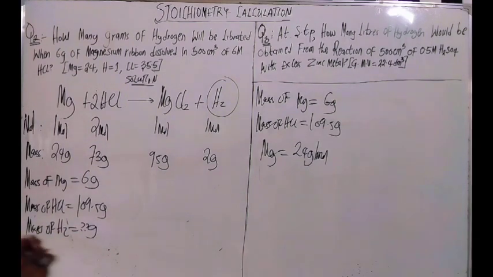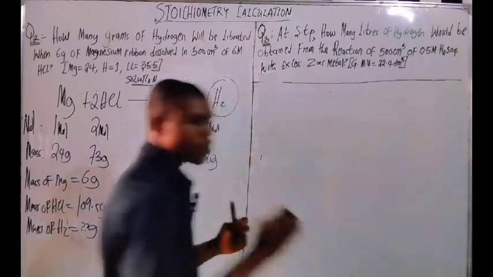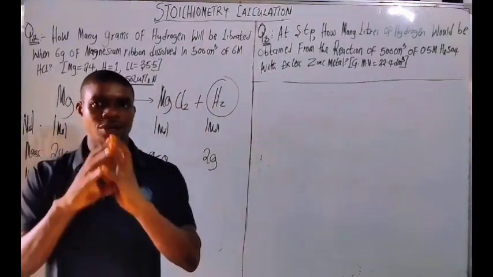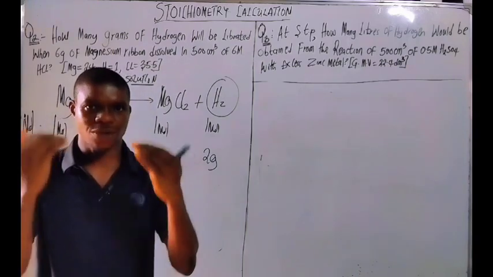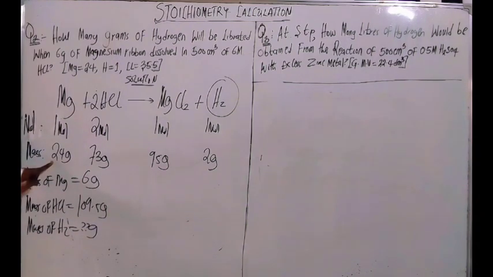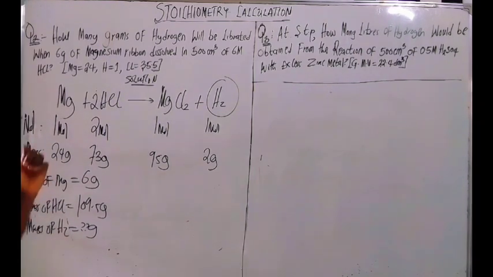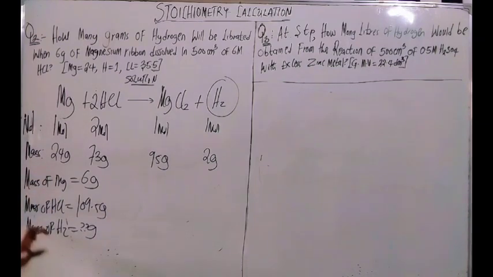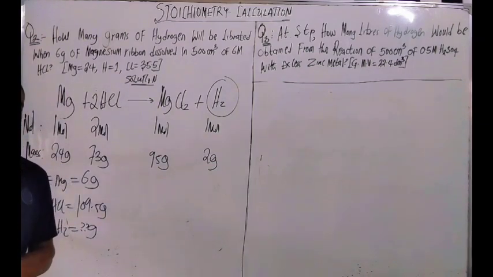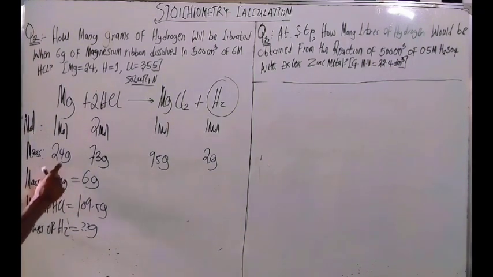Do you understand? So how are we going to do that now? This is where, please pay close attention here. I want to explain to you step by step so that you get the concept. Now, therefore, use the mass of magnesium to calculate the mass of hydrogen. After you have done that, you now use the mass of hydrogen chloride to calculate the mass of hydrogen. Do you understand? So how do we use the mass of magnesium to calculate the mass of hydrogen?